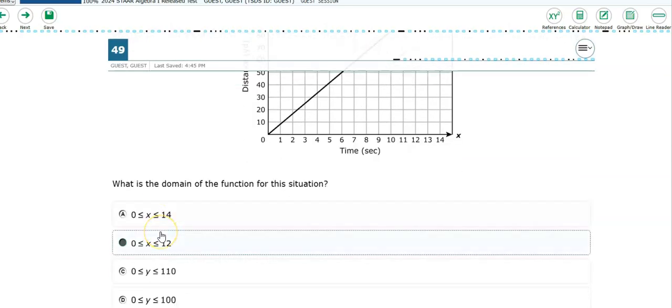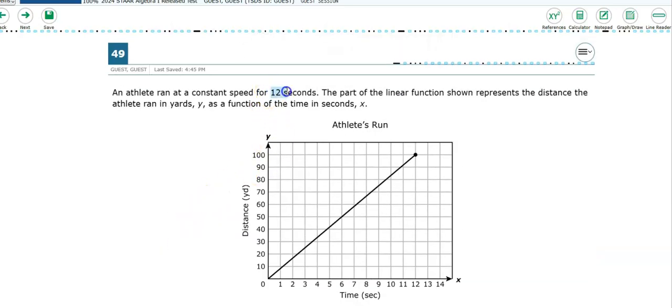So this is just a question asking, do you understand what the word domain means? Domain means x's, doesn't mean y. Y's are ranges. It's 0 to 12. I mean, it even says 12 right there.